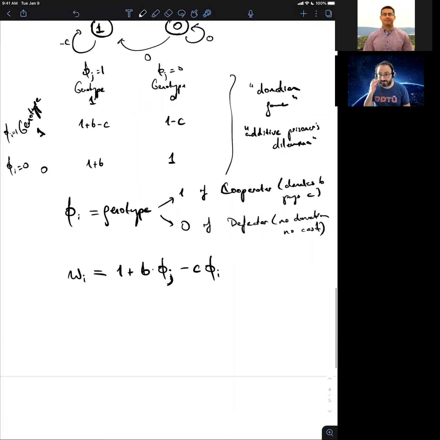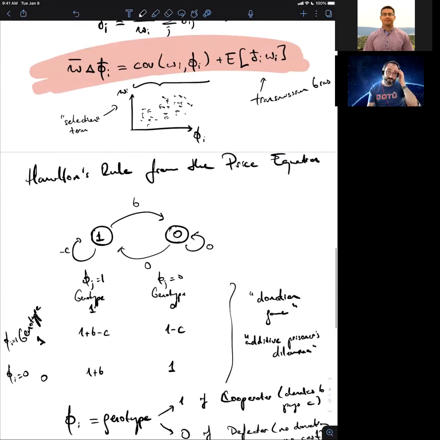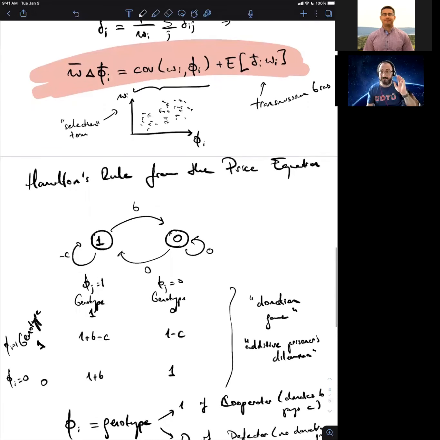So now this is a linear model of fitness, okay? This is where, because fitness is a linear function of phi I and phi J, fitness of I. It's important to note that I have made up this model. This model is based on assumptions about how the social interaction proceeds.